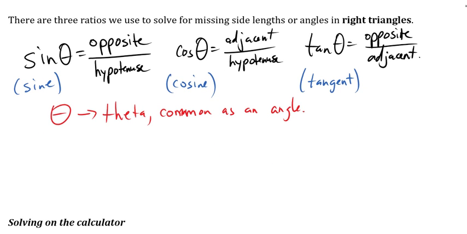So what do we mean by opposite, adjacent, and hypotenuse? I'm going to draw a triangle here. It's really hard to draw on a computer, but I'm going to try to make it look nice. There's a right angle. You should probably use a ruler to draw these things.